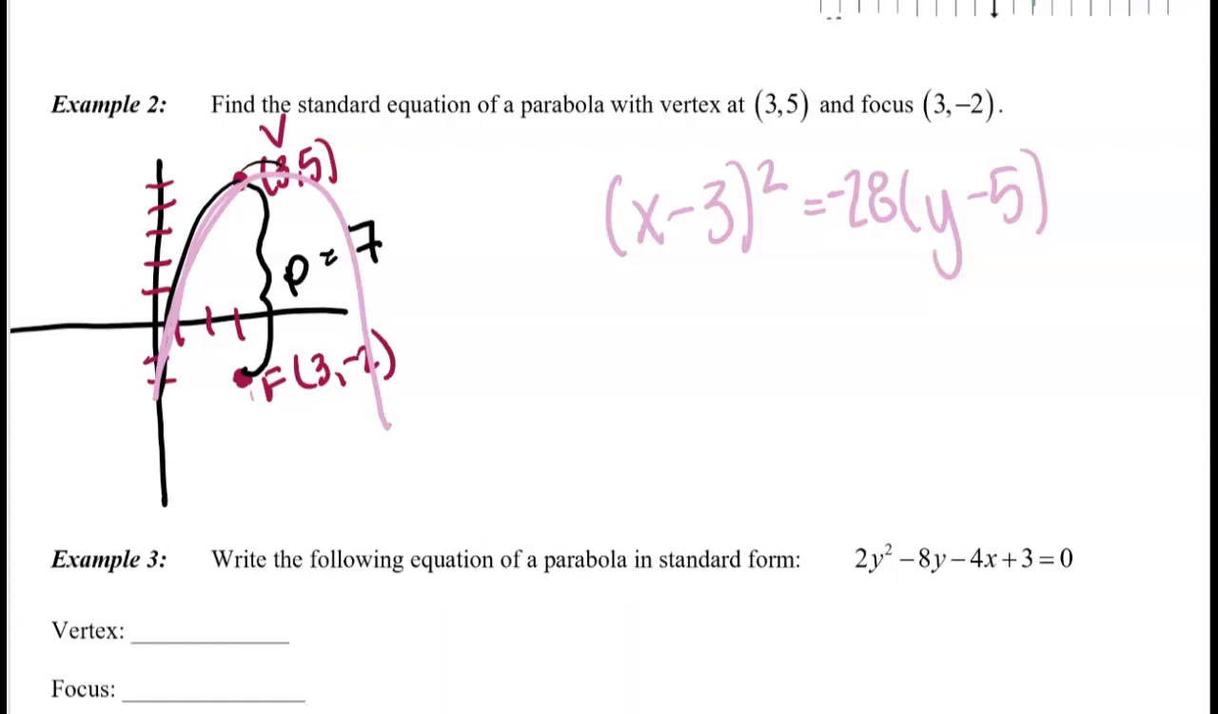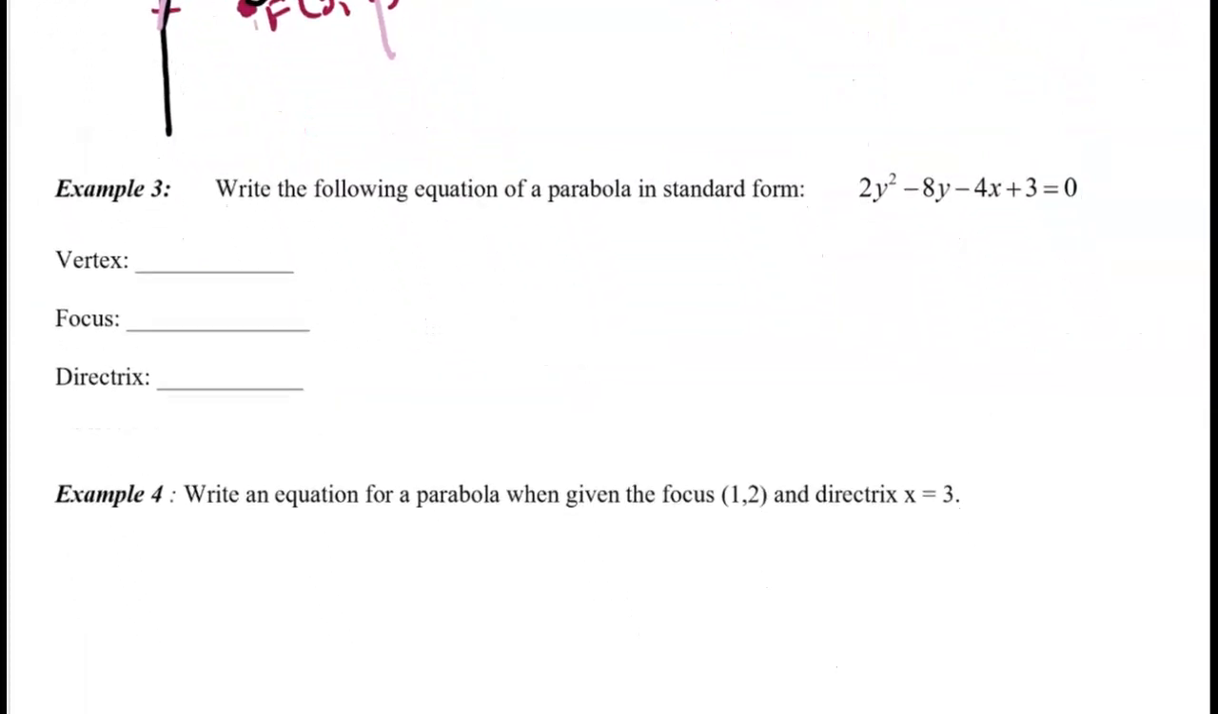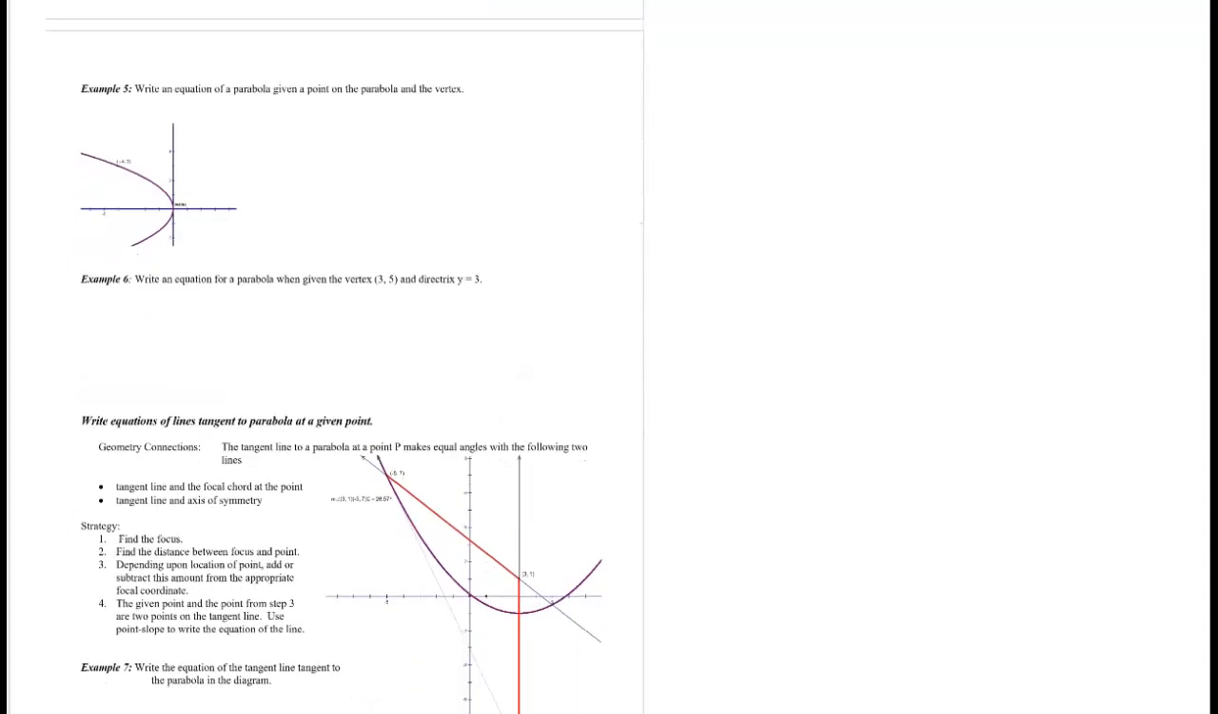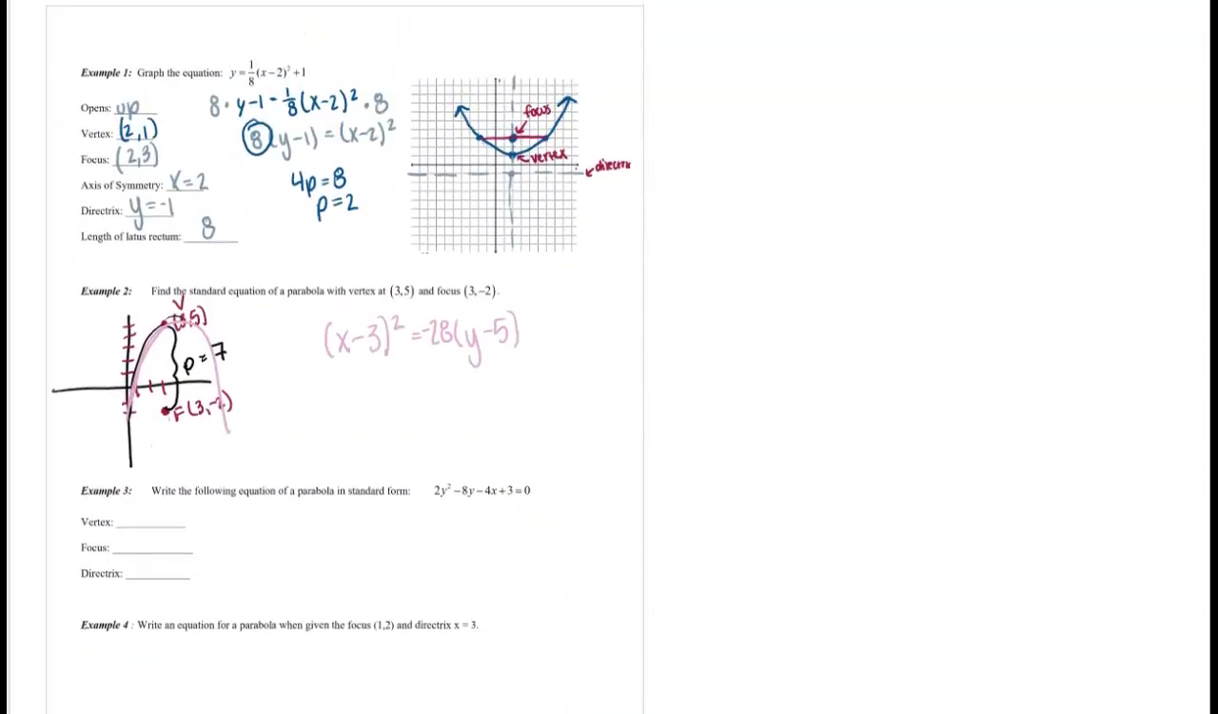All right, I was going to do 3 and 4. We're just going to do 3 because I'm running out of time. I don't want to make it too long. So 4, 5, 6, and 7 we will save for Monday.